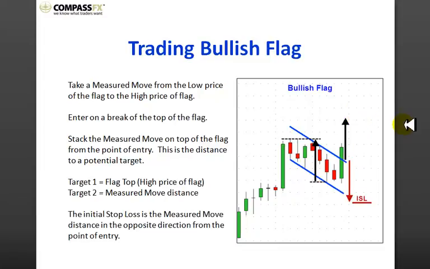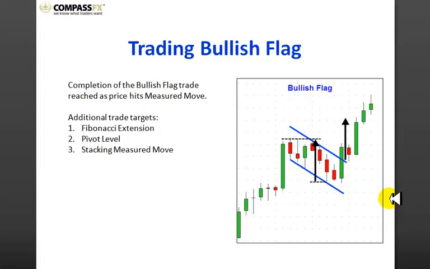The other thing we want to do is look for our initial stop loss, and that's simply taking the measured move and reversing it in the opposite direction. If the market moves back that far, this will be a double top pattern instead of a bullish flag pattern. This will be our initial stop loss, and we may look for a stop and reverse technique if the market is showing a double top type pattern.